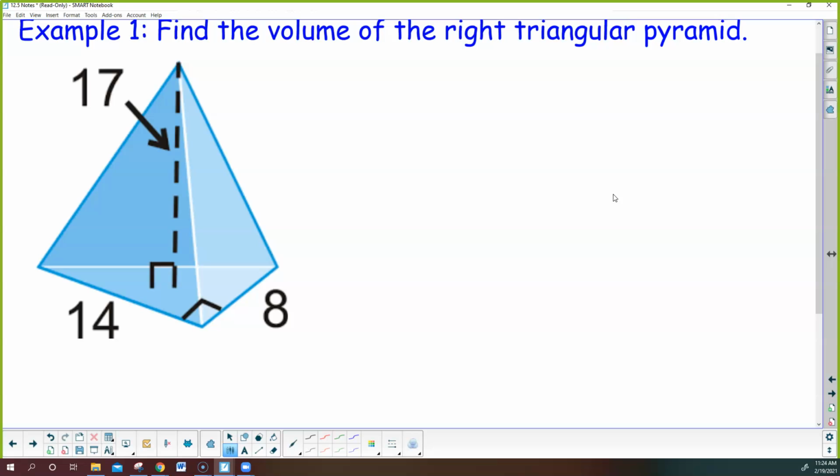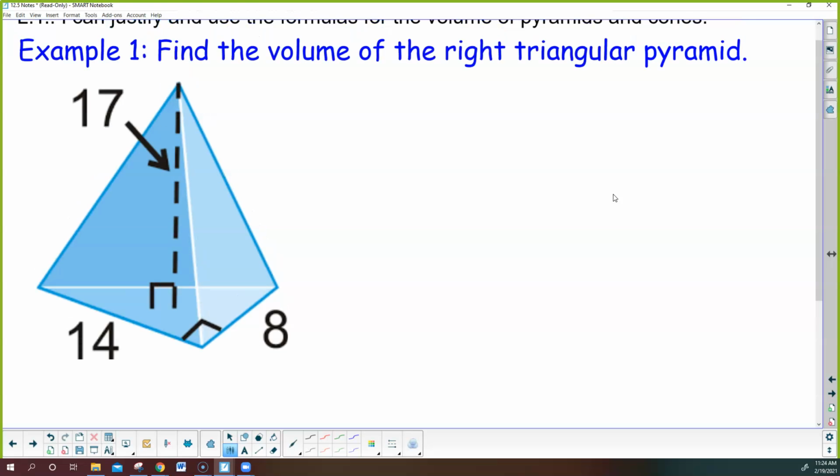So here's another problem I want you guys to work through. And I'll give you a couple of minutes. I would like you on this one to also submit a chat of your answer. So I'll go ahead and find the volume of the right triangular pyramid.